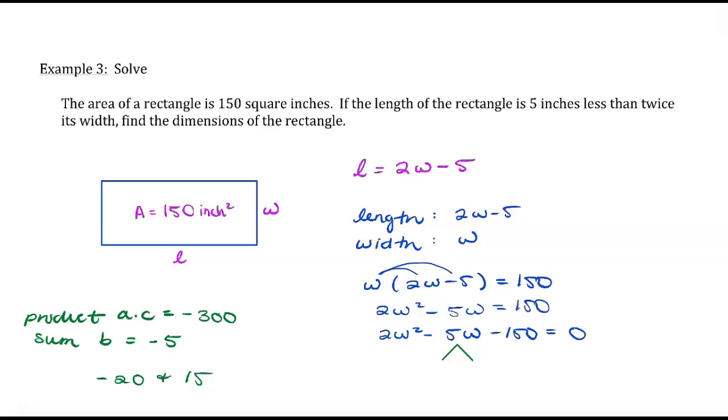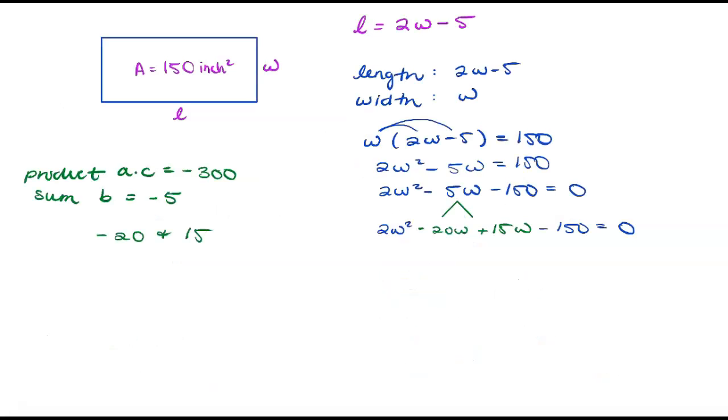So we split the term negative 5w into negative 20w plus 15w. This gives us the new equation 2w squared minus 20w plus 15w minus 150 equals 0. Looking at the first two terms, we have a greatest common factor of 2w. Factoring out a 2w leaves us with w minus 10. Looking at the last two terms, we have a greatest common factor of 15, which leaves us with a w minus 10. Now we can factor out the w minus 10 from these two groups. This leaves behind 2w plus 15.